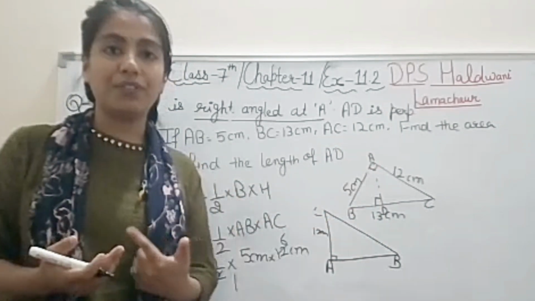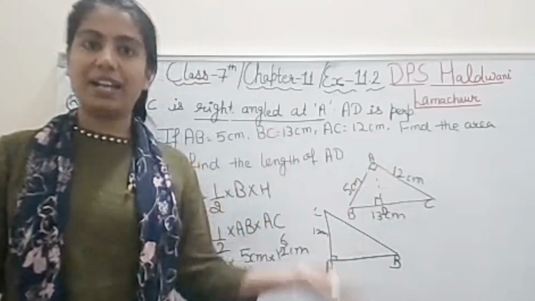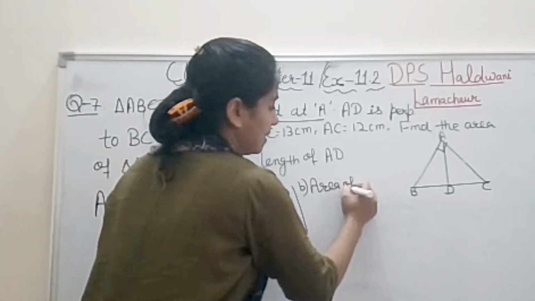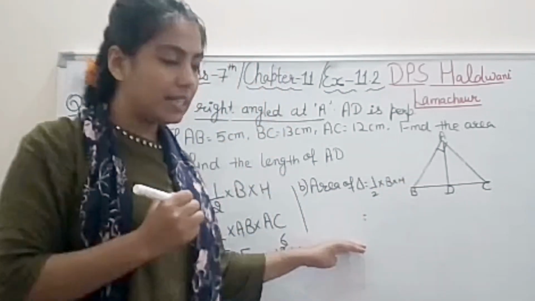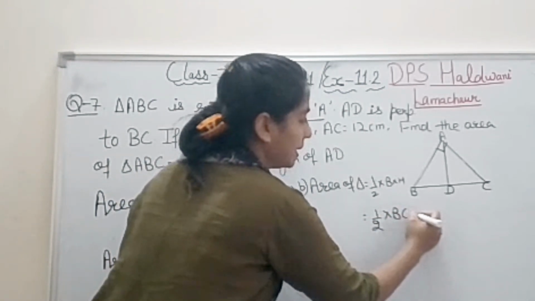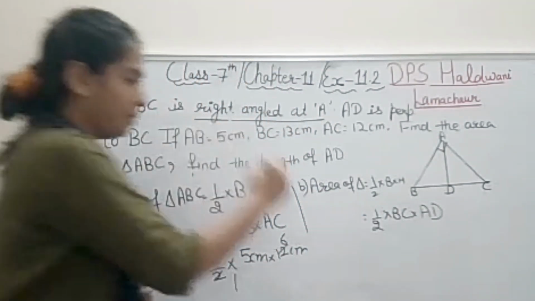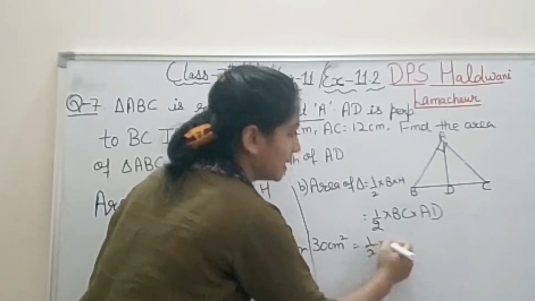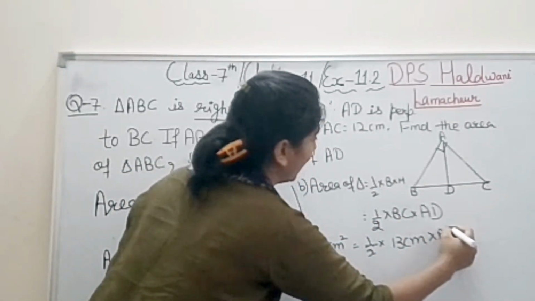Now you have to find out the length of AD easily because area we know, base BC we know, so easily we will find out the height, right? So for that, area of triangle is half base into height. And for that triangle student, what is base? Base is BC, half base is BC and height is AD, right? Area of triangle we found 30 centimeter square. So 30 centimeter square is equal to half base is BC. So BC value is 13 centimeter and AD we need to find out.